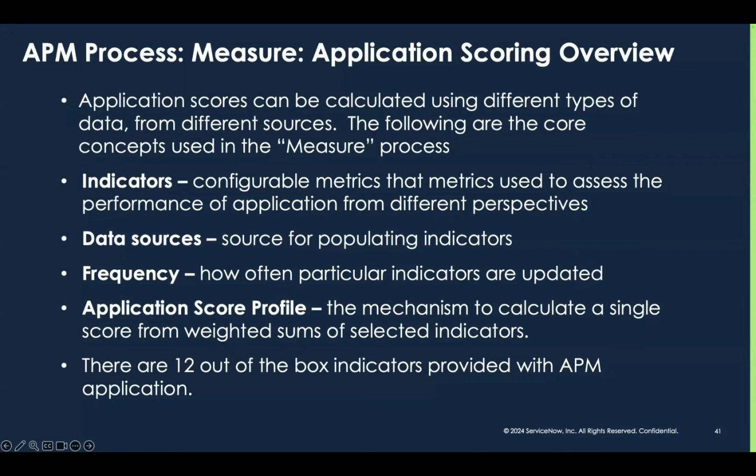A score profile is a mechanism that combines multiple metrics, taking a weighted sum. So each metric contributes their weight to the overall score. And out of the box, we have 12 indicators in APM.